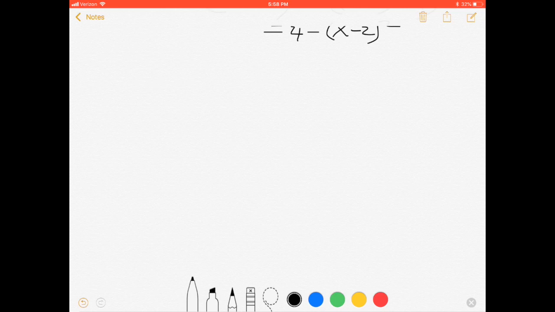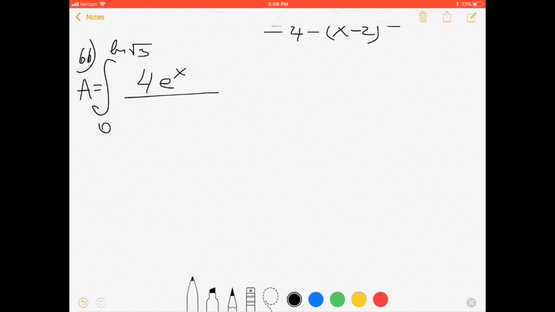And a last one for today, it's question number 66. If you open the book, you have some graph there, and you need to find the area between this curve on this interval. This is number 66, the area will be the integral from 0 to natural logarithm square root of 3 of 4 e to the power x over 1 plus e to the 2x dx.